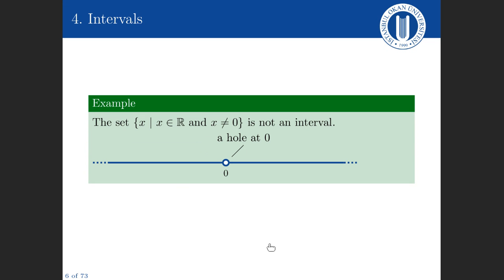This set is not an interval. The set of all numbers such that x is a real number and x is not equal to 0. This is not an interval because we have a hole at 0.